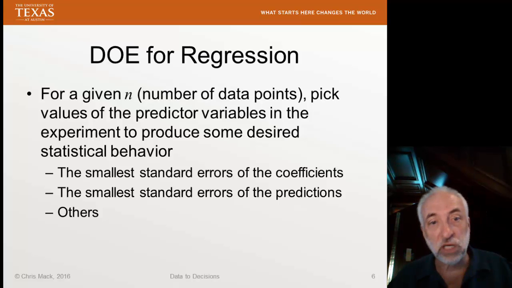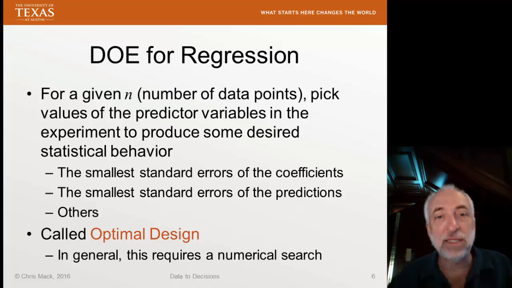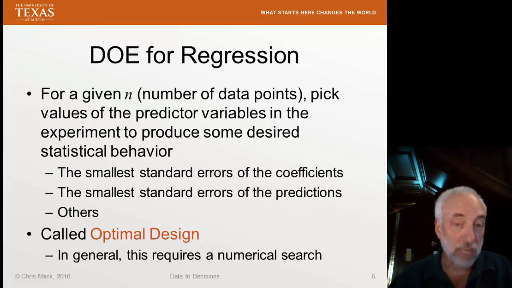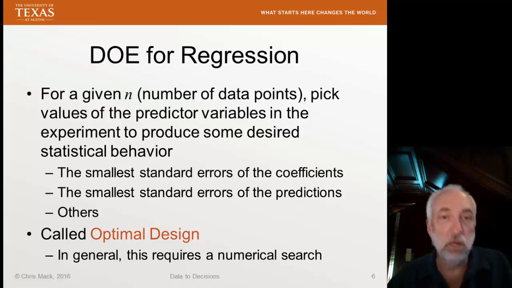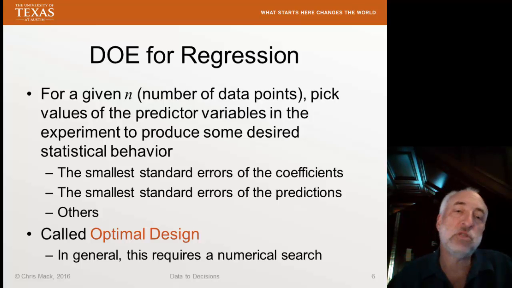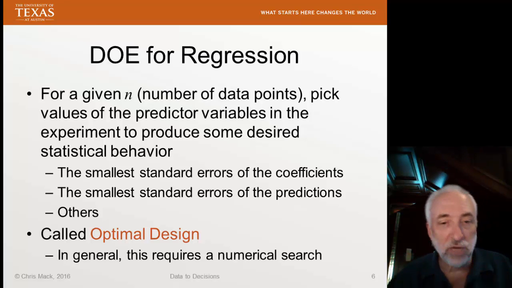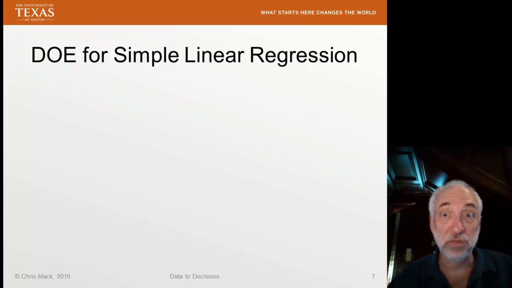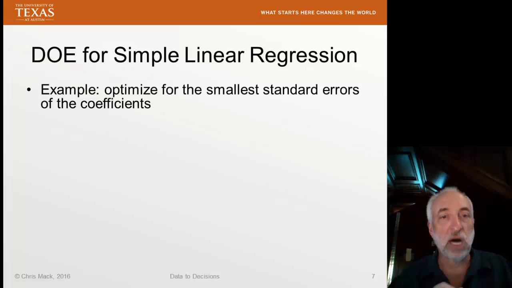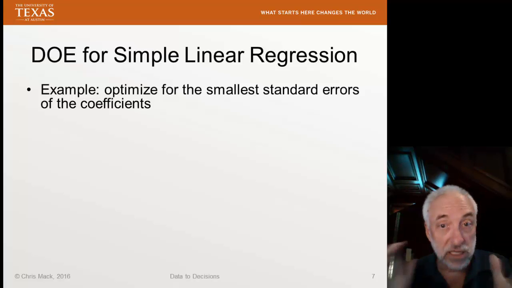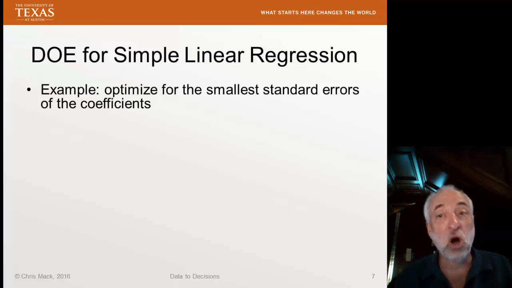Given a goal that you want to achieve, we can find the design that optimizes that goal. This process is called optimal design. In general, it requires some kind of a numerical search for a given model. But for a few simple cases, we can analytically derive what the optimal design is. I'm going to talk more about optimal design in the next lecture, but let me give you a simple example so that you can understand the basics of it. A simple example will be for a simple linear regression. In other words, I've got a straight line model, and I want to optimize my design of the experiment for the smallest standard errors of the coefficients, slope and intercept.